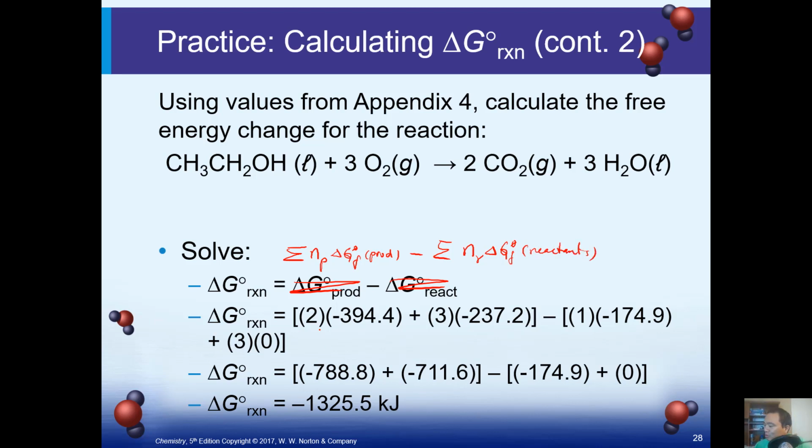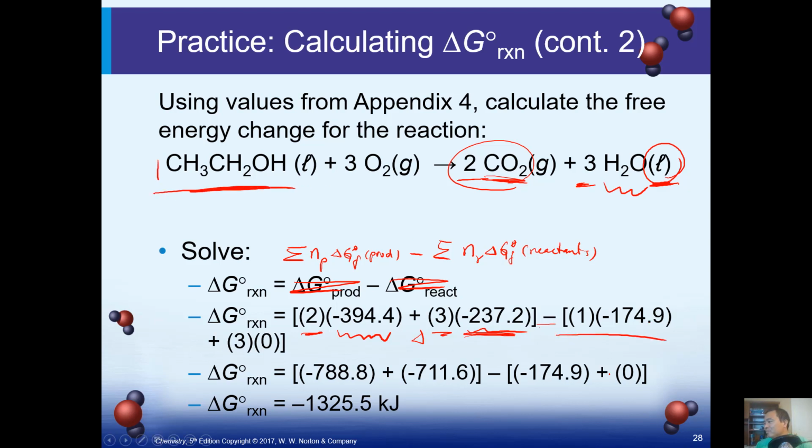So you substitute the numbers in. This is the product, so it's 2 times that of CO2, plus 3 times that of the water. Remember, water exists in different phases. When you look it up in the table, do make sure you have the right phase matched. Over here it's liquid phase, so use the liquid phase value. And then minus the total for 1 mole of methanol and 3 moles of oxygen. So you do the calculation, you find out that delta G is a negative number.